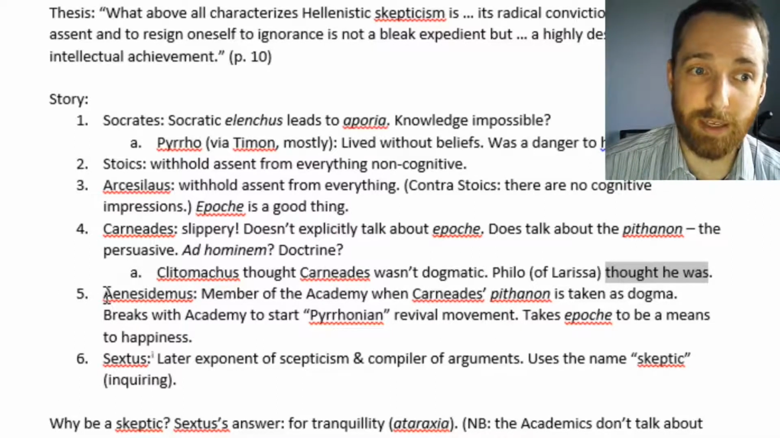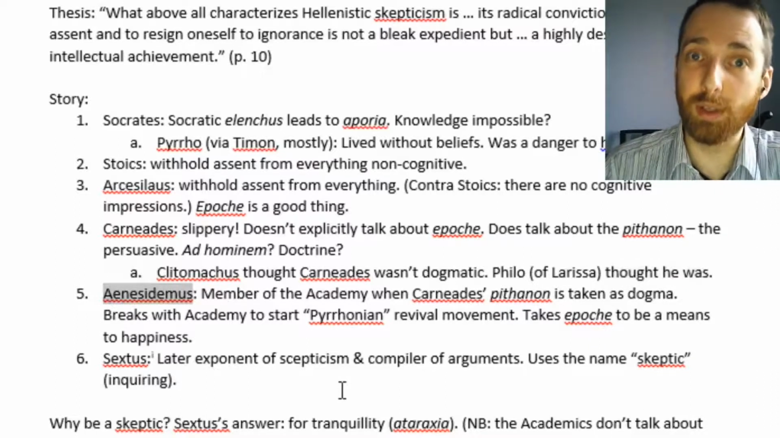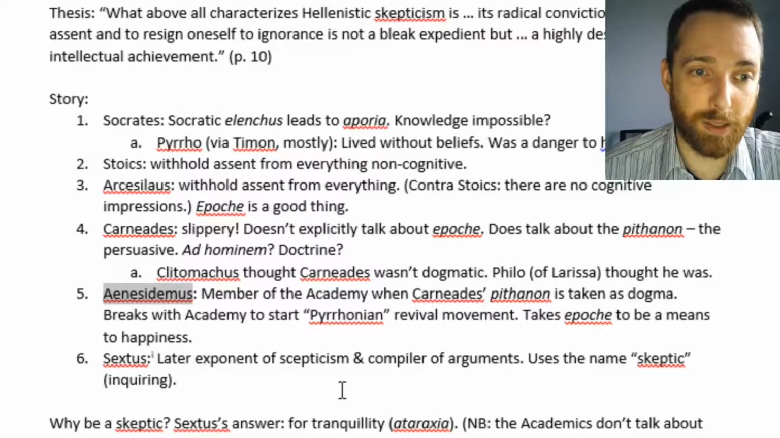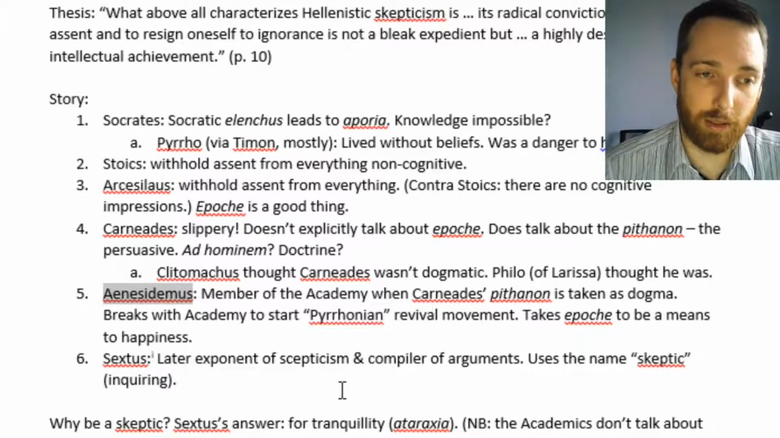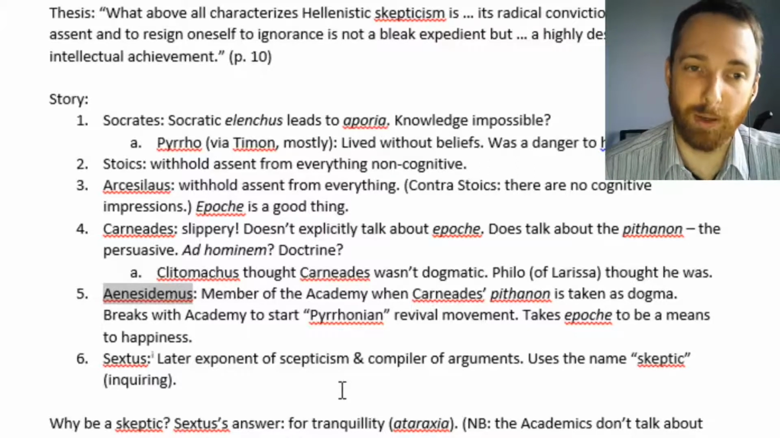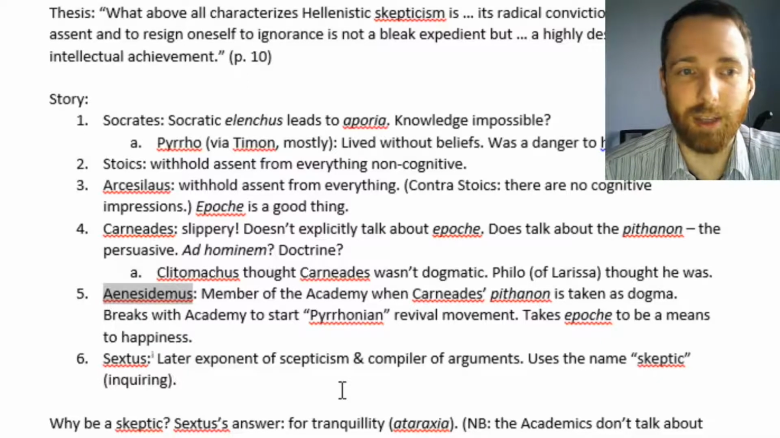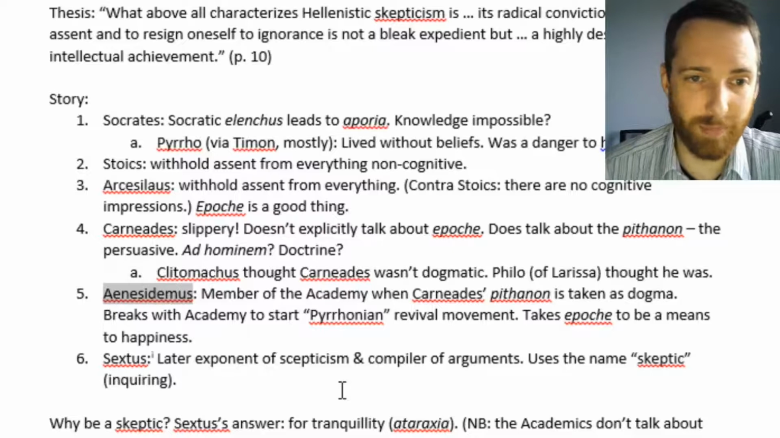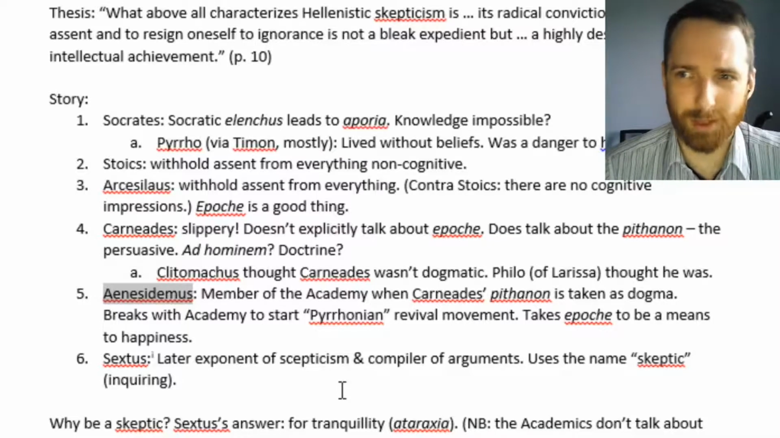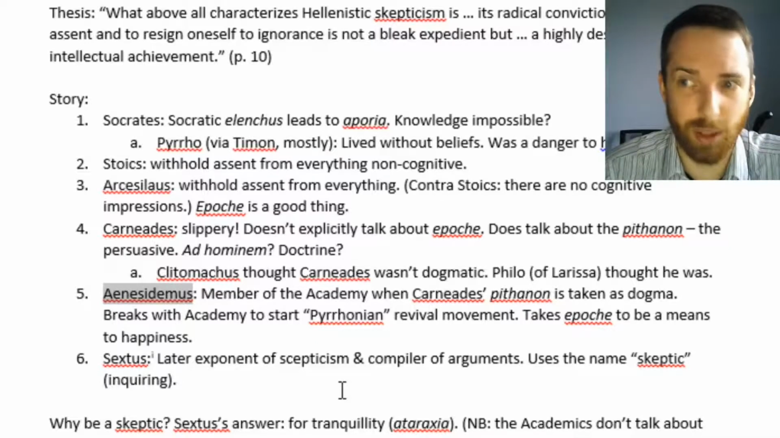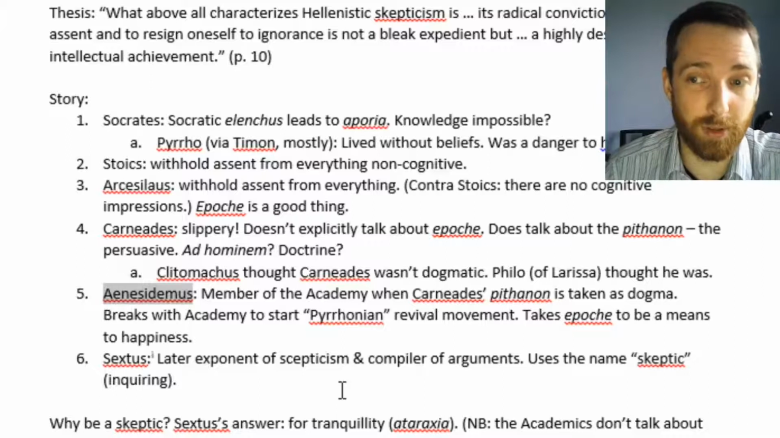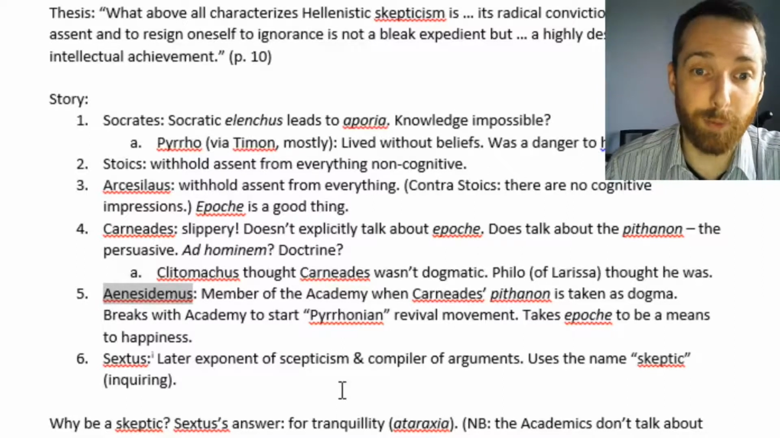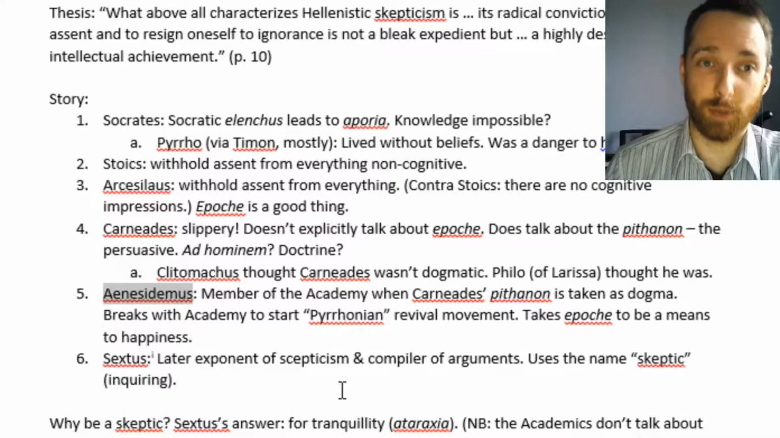Which brings us to stage 5. Aenesidemus, whose name you'll see on the 10 modes that Sextus talks about in Book 1, was a member of the Academy when Carneades' pithanon was taken as a dogma, and at least the standard story is, he broke with the Academy to start what he called a Pyrrhonian revival movement, saying, you academics, the Academy is no longer genuinely skeptical. It's become just another school, just another, let's use this word, dogmatic school of philosophy, where that doesn't necessarily mean dogmatic in exactly the sense we use it today, but just in the sense of not being skeptical. So you'll see Sextus talk often about the dogmatists, and he just means philosophers who have doctrines or beliefs, philosophers who are not skeptics.